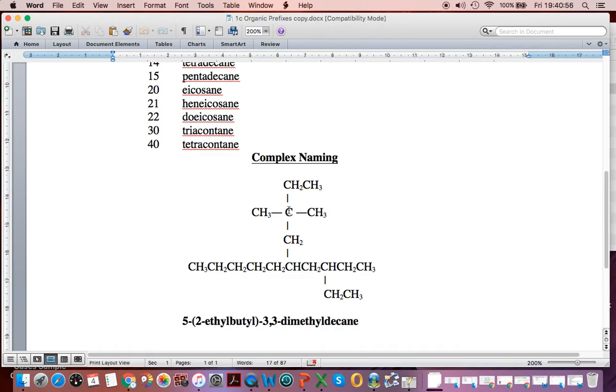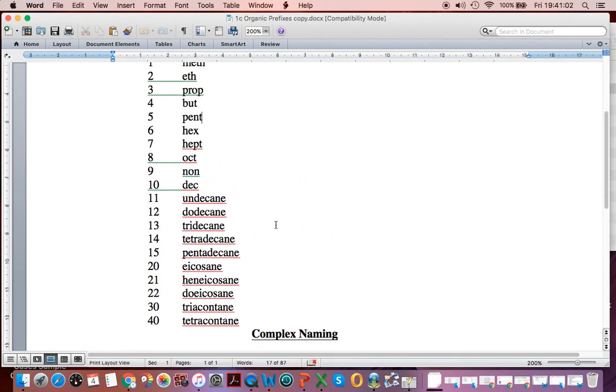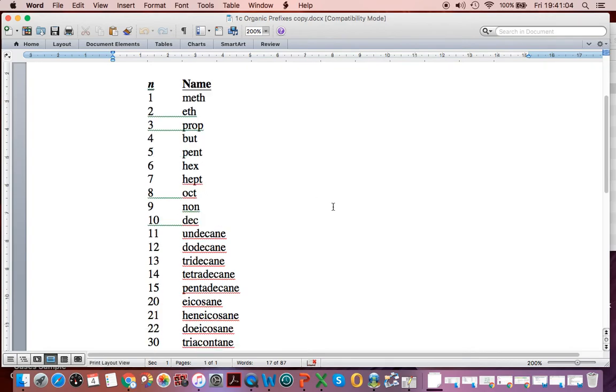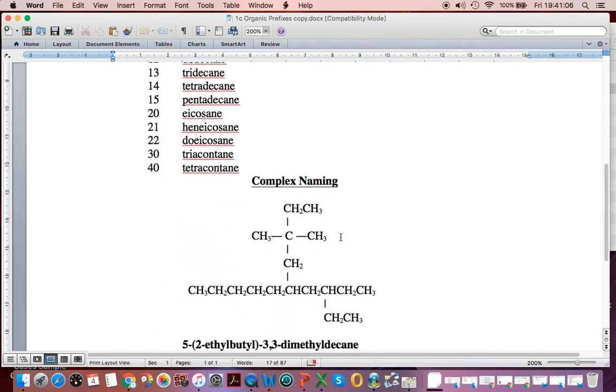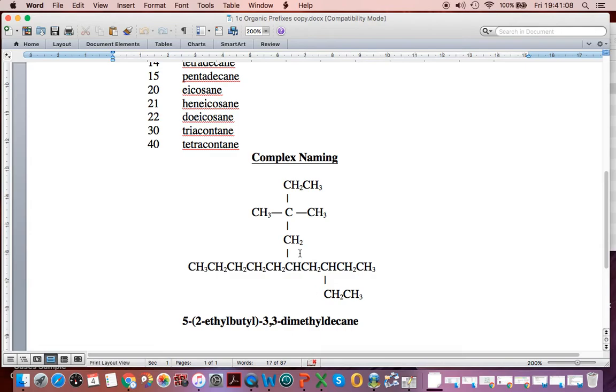Then we go 1, 2, 3, and we look at this third carbon. It has a methyl here and a methyl here. And you say, why are those methyls? Because meth means one. Each of those is a one carbon branch. And so we go 3,3-dimethyl. That means there's two methyls, and they both happen to be on that third carbon. Then we have this crazy branch over here, which is cleverly called a 5-(2-ethylbutyl).